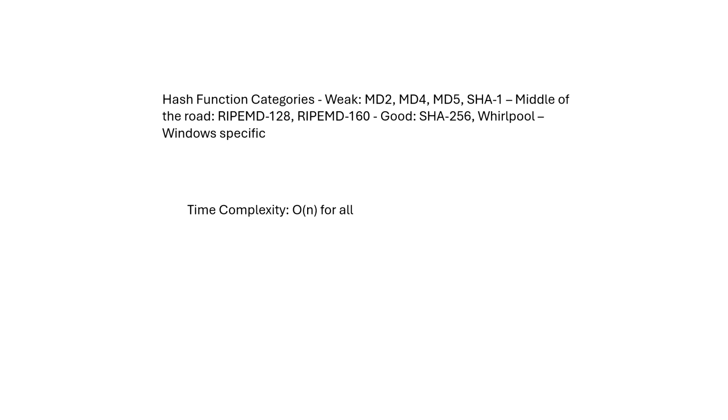So we have the categories of weak, middle of the road, and good. Simply stating what they are, even though the hashing algorithms may work, when it comes to security, they're not very good. The weak ones are the MD4, MD2, MD5, and SHA-1. The middle of the road is the RIPE, and then the good ones are the 256 and Whirlpool, which is Windows specific.